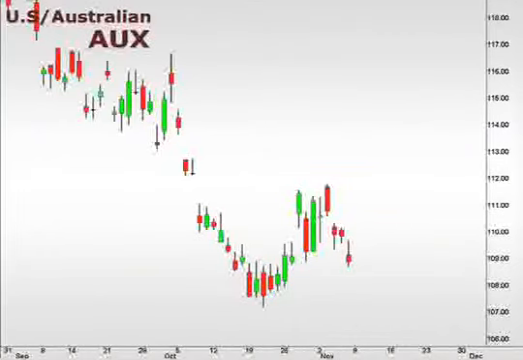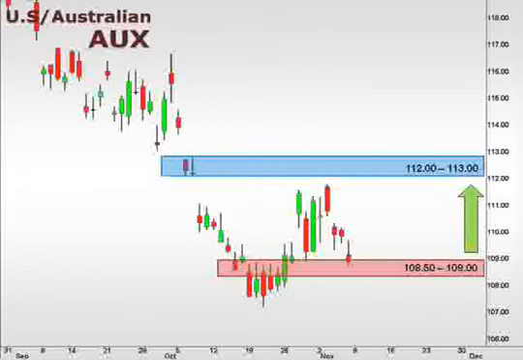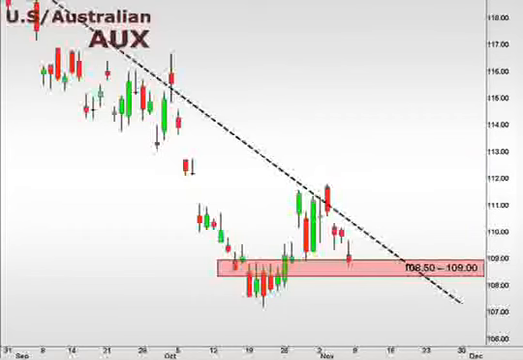Well, after staging a bit of a comeback, the US dollar lost some ground against the Australian dollar as the AUX pulls back to test support at this 108.5-109 focal zone. With this range being a measured retracement zone, a bounce here could extend up as high as this 112-113 box. With the pair value continuing to respect this downtrend, we can't rule out the possibility of an extended move down towards this 106-107 focal zone.